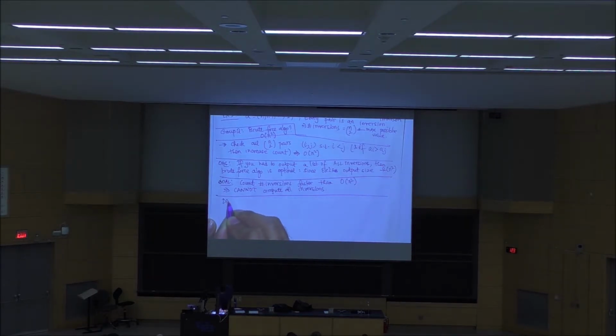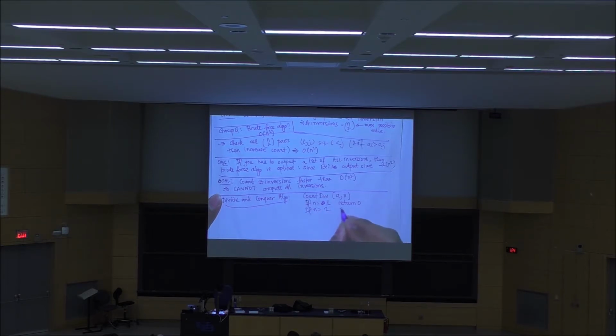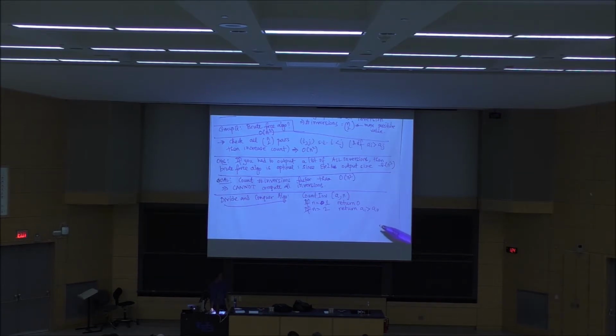All right. So we'll do a divide and conquer algorithm. I'll just call it CountInv, which takes as input A and n. If it has only one element, there cannot be an inversion because it has zero pairs. So in this case, we return zero. If n is equal to 2, then you return A1 bigger than A0. I'm basically using C or C++ semantics, so this evaluates to 1 if this inequality is true, otherwise it evaluates to 0.